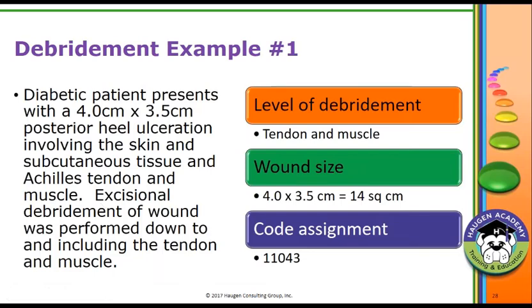A diabetic patient with a 4 by 3.5 centimeter posterior heel ulceration involving skin and subcutaneous tissue, and Achilles tendon and muscle. Excisional debridement of the wound was performed down to and including the tendon and the muscle. What great documentation this physician gave us to tell us that not only was it down to, but it also included tendon and muscle. In order to get our square centimeters on this, we're going to multiply the 4 by the 3.5 centimeters, and our final code assignment ends up being 11043.